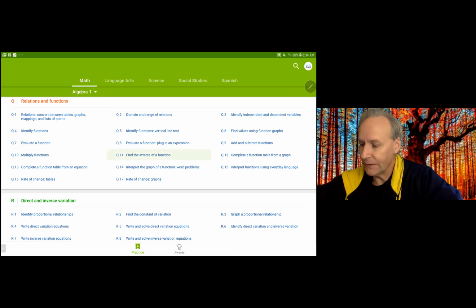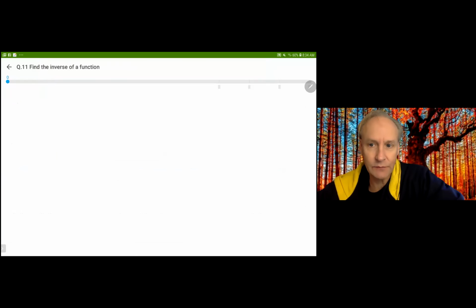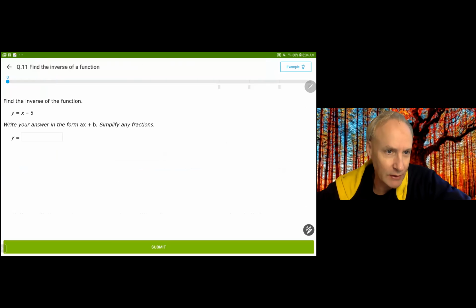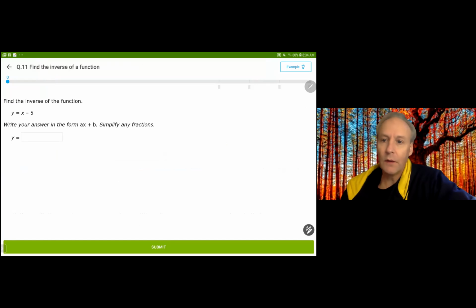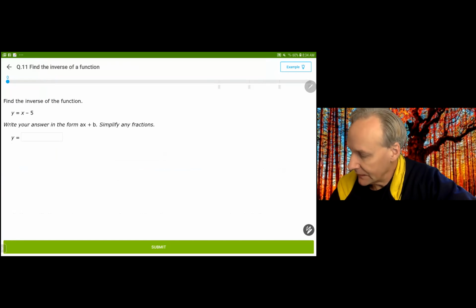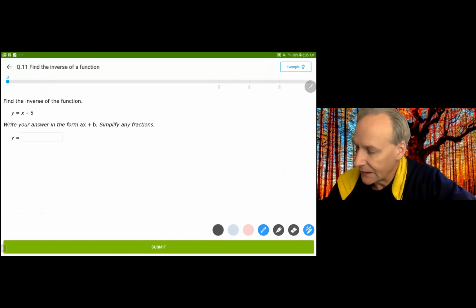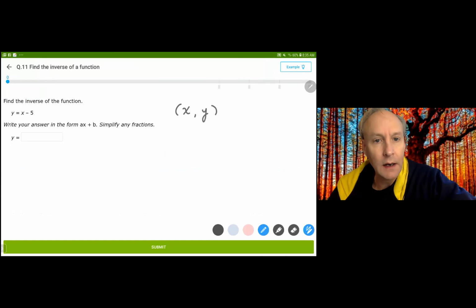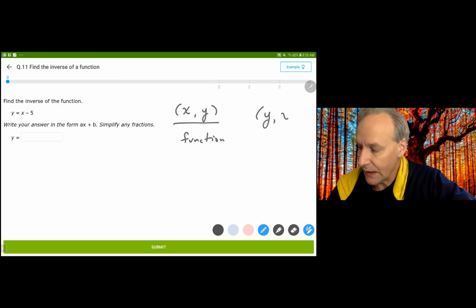So we're going to find the inverse of a function. I haven't previewed it, so it's going to be a bit of a surprise, just as I thought. Write your answer in the form of ax plus b. So one way to think of inverse is that if you think of a function as being an x and a y pairing, this would be a function, and its inverse would be y gives you x.